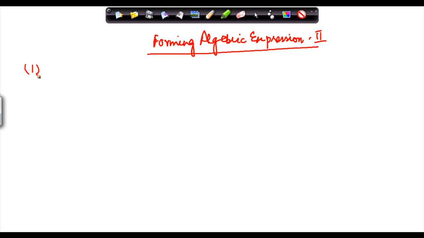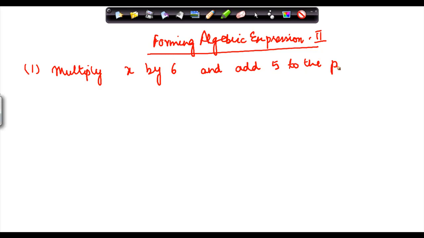Okay. Suppose I tell you, multiply x by 6 and add 5 to the product. Now how would you write this? I have been told to multiply x by 6 and add 5 to the product. Now, look at this. How do you solve this? It says add 5 to the product.